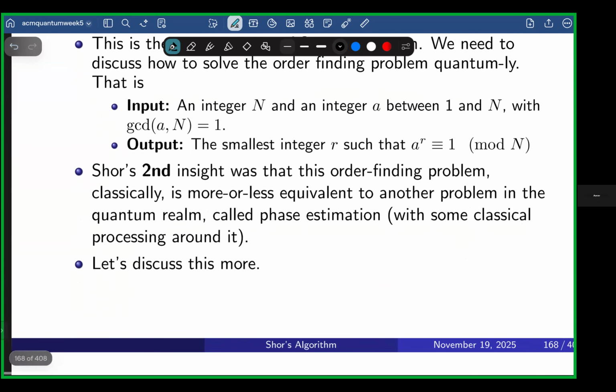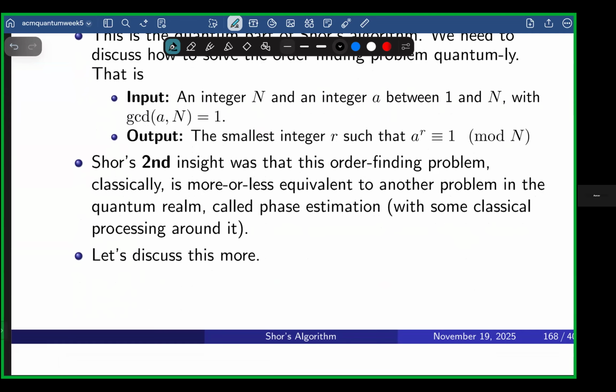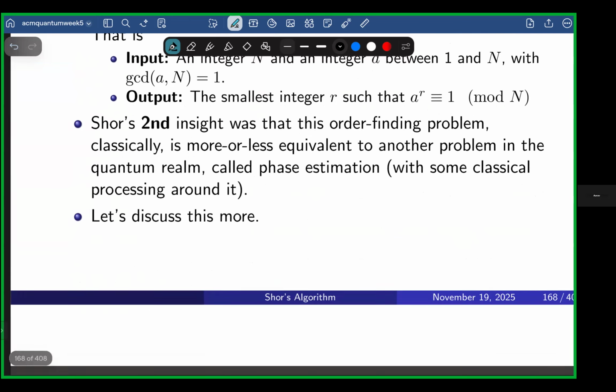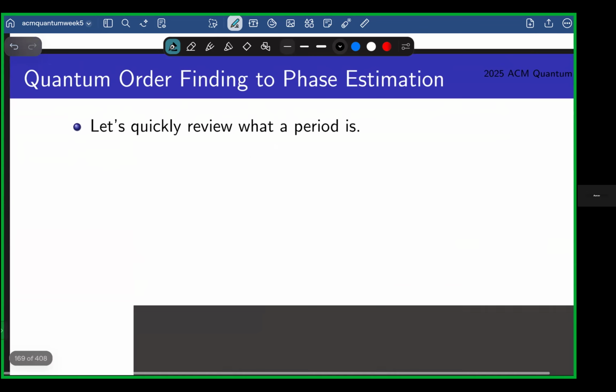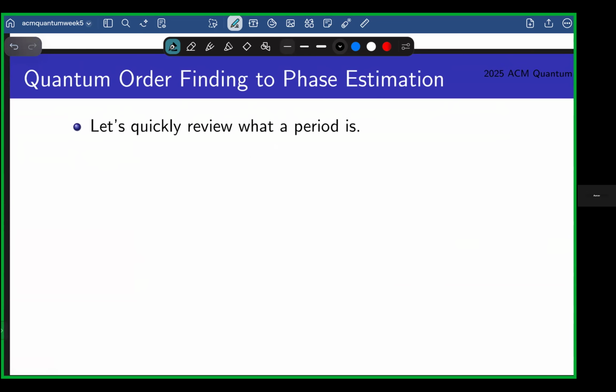I said Shor had 2 insights. The second insight was that this order problem in its classical definition is more or less equivalent to yet another problem that we can solve quantumly called phase estimation. I say more or less because it has more classical processing around it. So let's go to this next problem. We're going to show the equivalence between order finding and phase estimation.